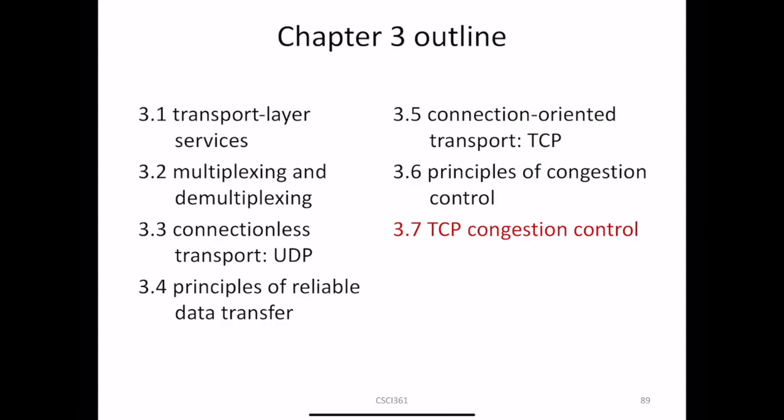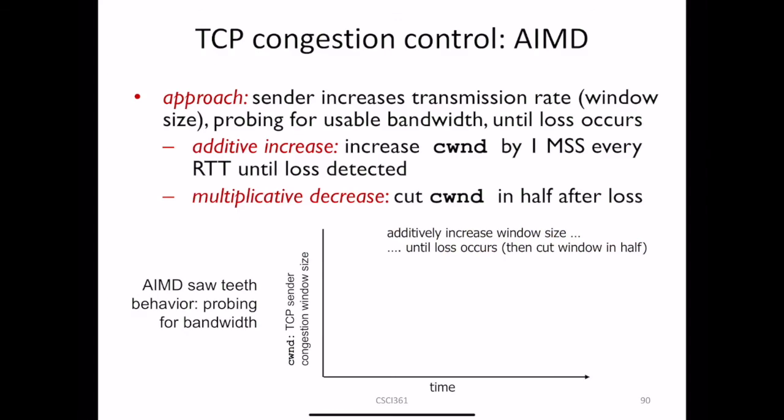Then let's learn the last part of chapter 3, which is TCP congestion control. For TCP congestion control, the solution we use is AIMD, which is short for additive increase and multiplicative decrease, these two terms.